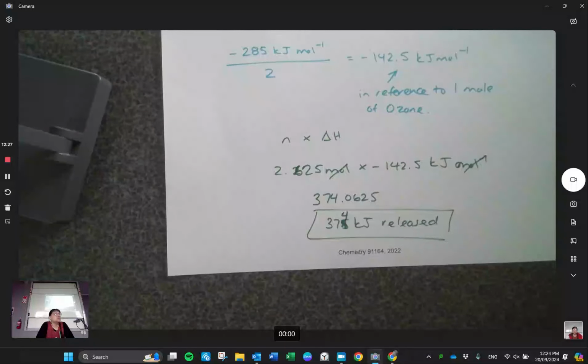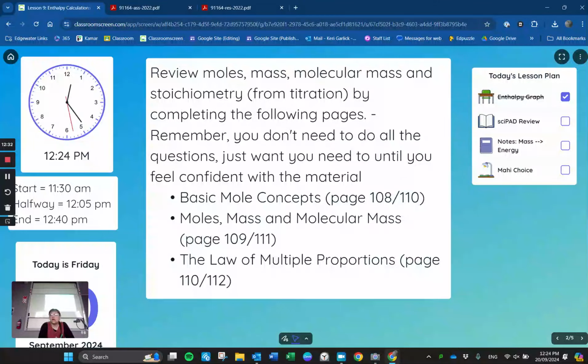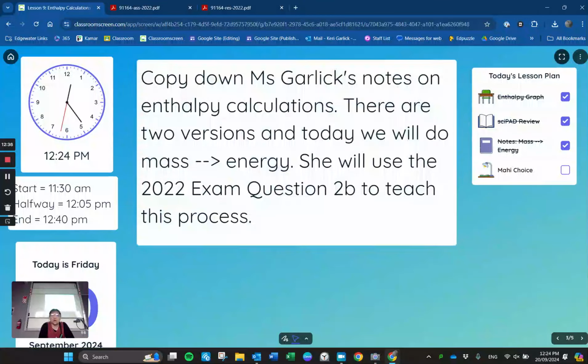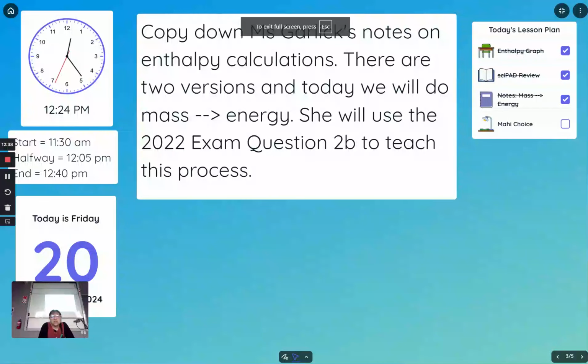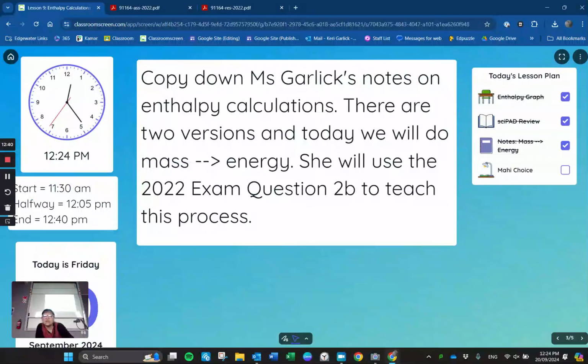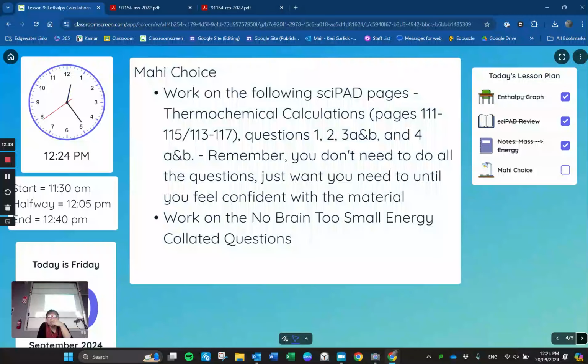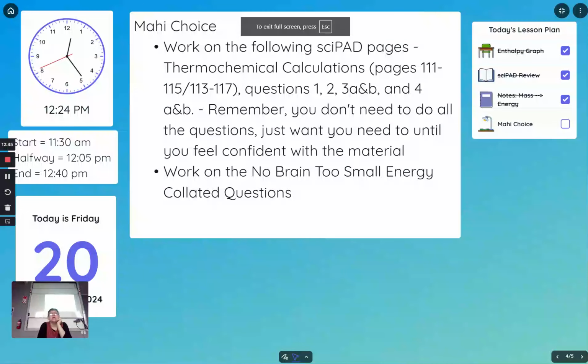Cool. All right, so my recommendation following up from this is there are some SciPad pages that correspond. Oh, wait, what? Did I not copy and paste this over? My goodness. Oh, no, I did. I was just on the wrong page. Okay, so, oh, no, that is markers.